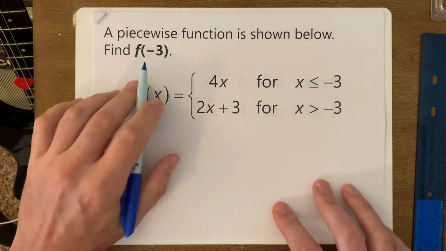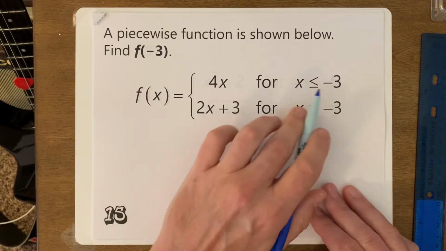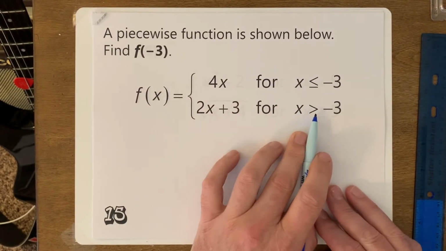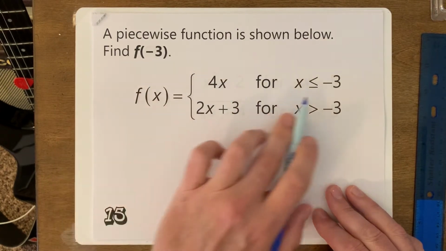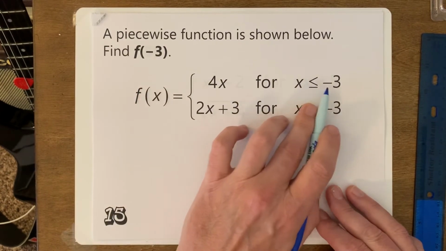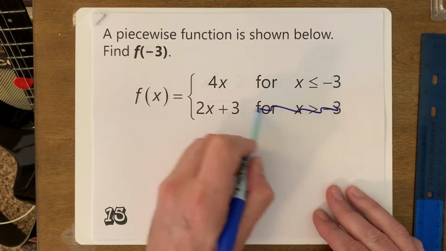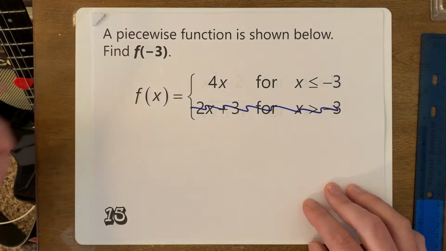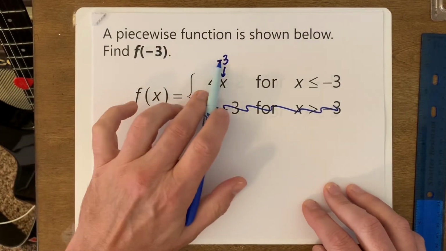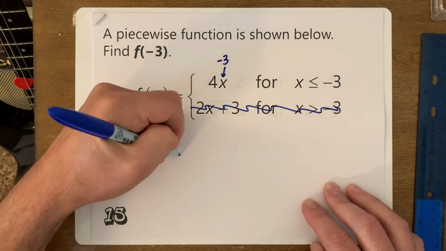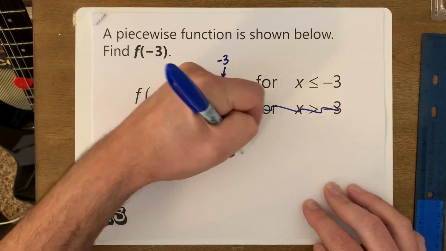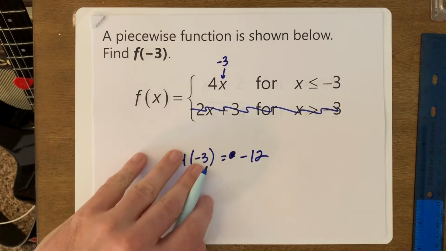Okay, so this one, we want f of -3. So here's our function, and it looks like the split occurs at -3, less than or equal to, and then greater than. So no graph again this time. So where's -3? Is -3 less than or equal to -3, or is it greater than -3? Well, -3 is equal to -3. So we want this one. So we're going to cross through this one. We don't even want to look at it. And we're going to plug that -3 in right here. 4 times -3 is going to be -12 for that one. All right.